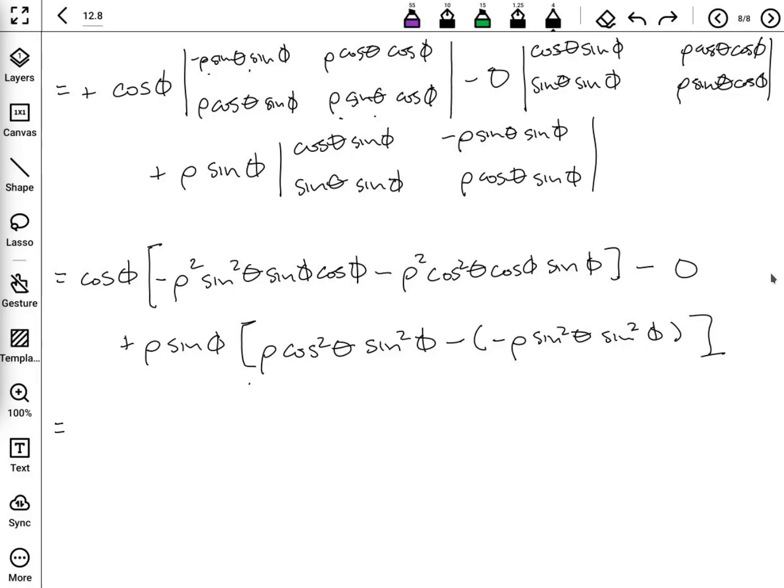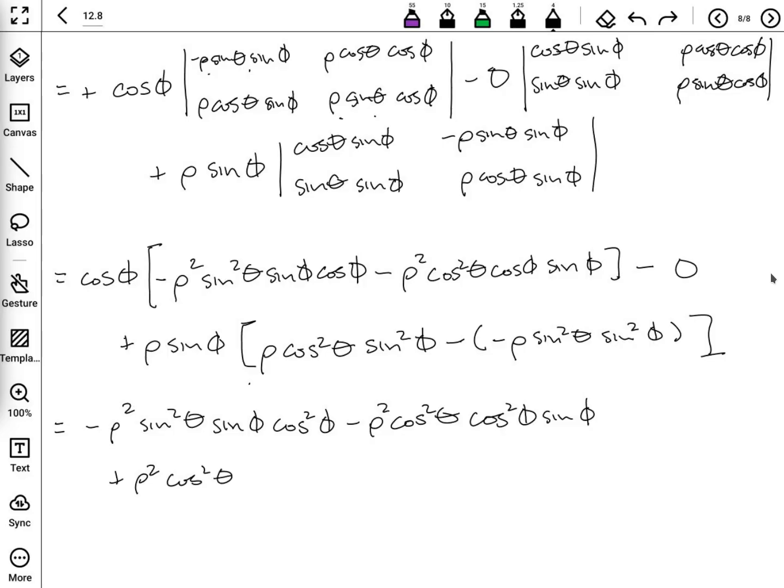So I've got minus rho squared sine squared theta sine phi cosine squared phi, minus rho squared cosine squared theta cosine squared phi sine phi, plus rho squared cosine squared theta sine squared phi sine phi.